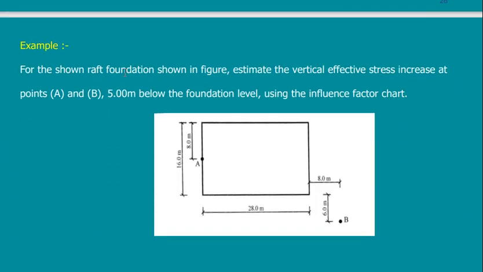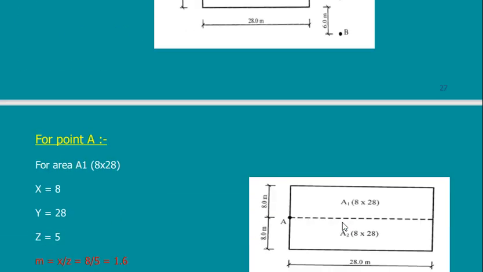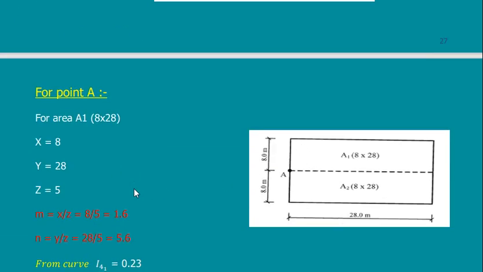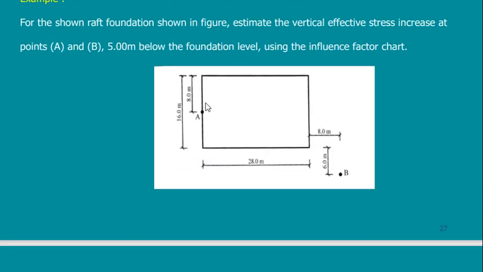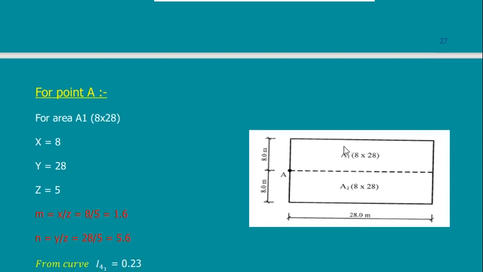Example: for the shown raft foundation, estimate the vertical effective stress increase at point A and B. This is point A and this is point B. The same as what we have said. For point A, I can just subdivide this big area into 2 areas. This is area 1 and this is area 2. I get the effect for area 1, I add it to the effect of area 2. It gives me the effect of area 1 and area 2 at point A.